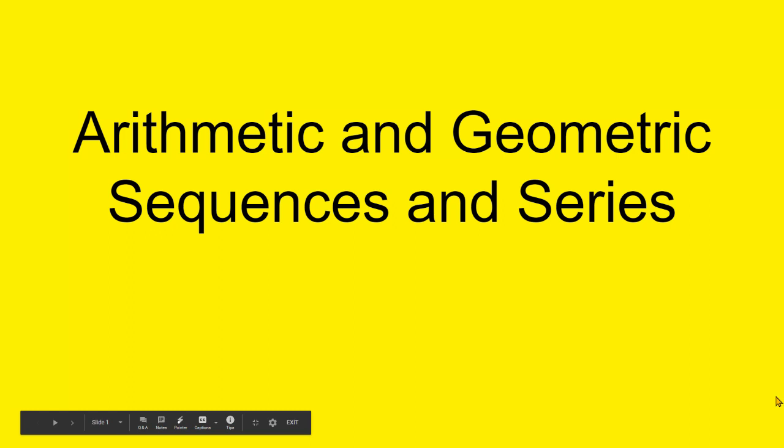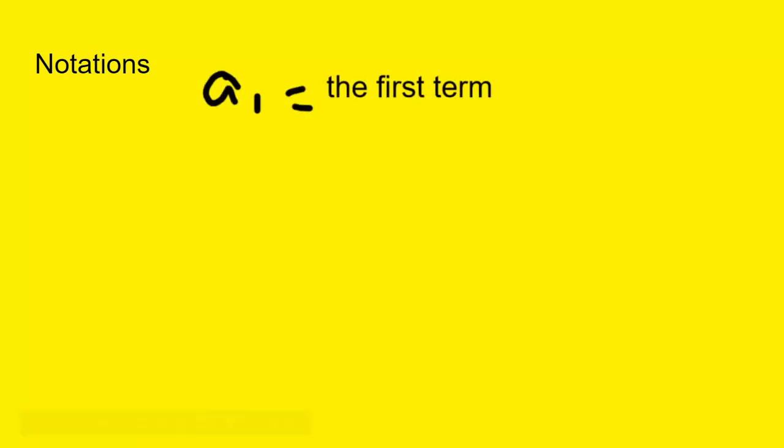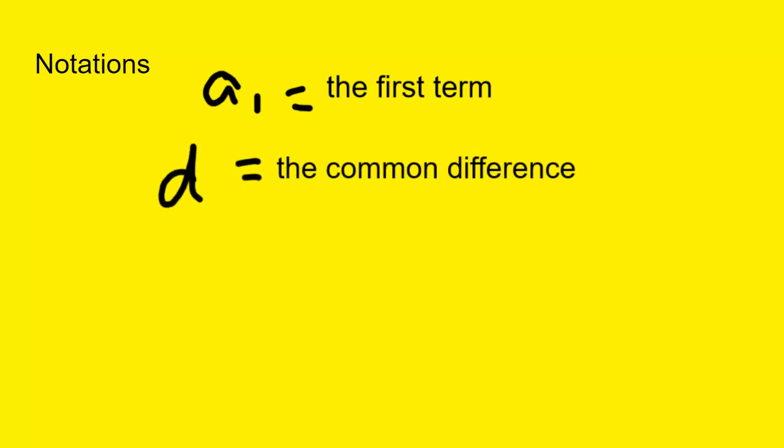Hello. In this lesson, you'll learn about arithmetic and geometric sequences and series. First, some notation. A sub 1 stands for the first term. D stands for the common difference in an arithmetic sequence. R stands for the common ratio in a geometric sequence.